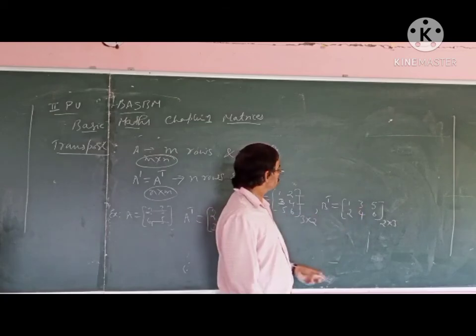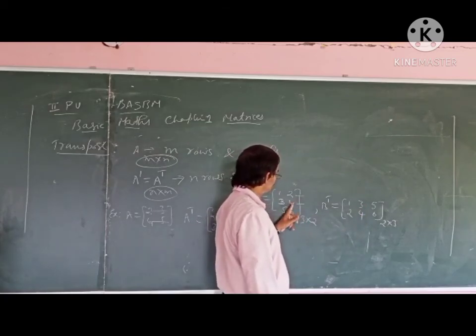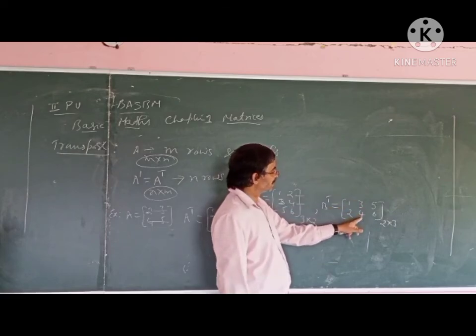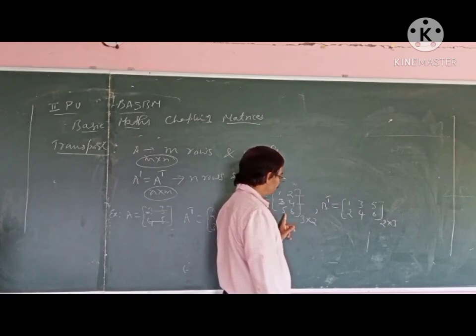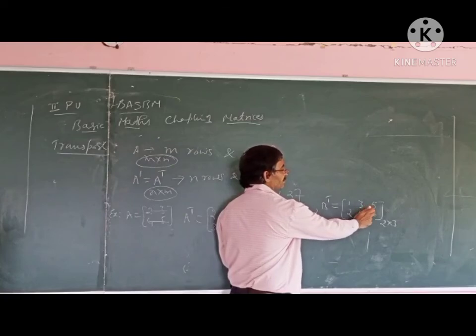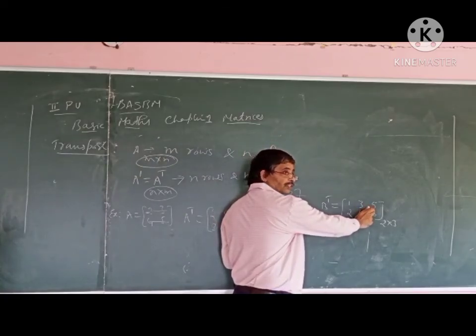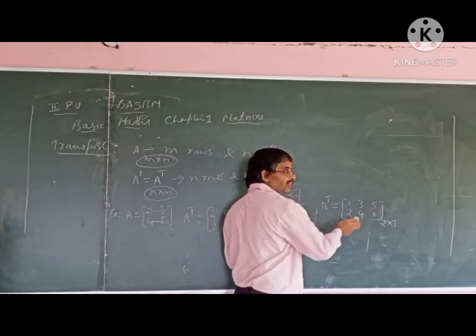Just change this. Again, this is second row, second column, and it stays the same. Last one, third row, first column. What about this? First row, third column. So just reverse.